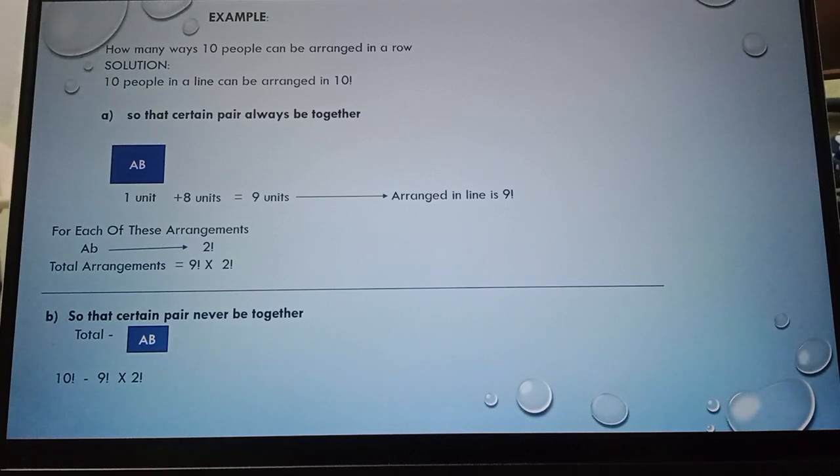Now, a certain pair never being together is another problem. This is the converse of the above problem. We take the total arrangements of those 10 people minus the arrangements where the certain pair is always together. So this is the formula to get a certain pair never together: 10 factorial minus 9 factorial times 2 factorial. We got 9 factorial times 2 factorial from the above problem, and in total there are 10 factorial arrangements. I hope you all understood the permutations without repetition concept.